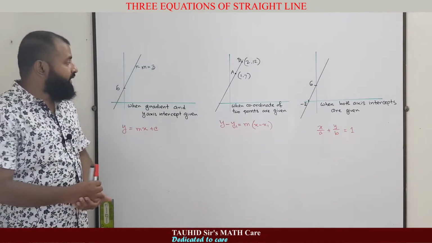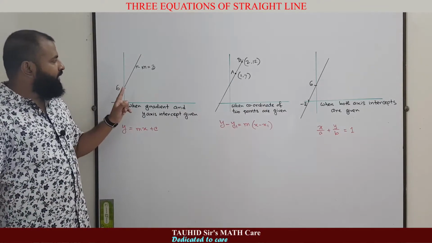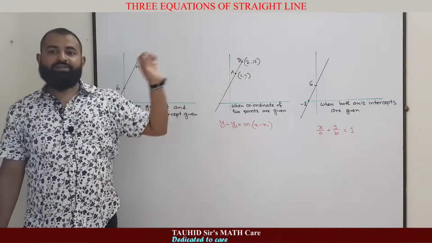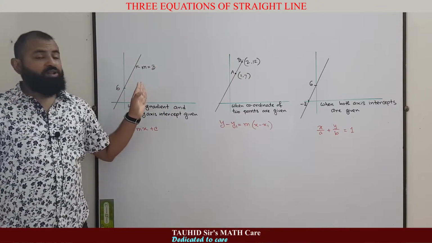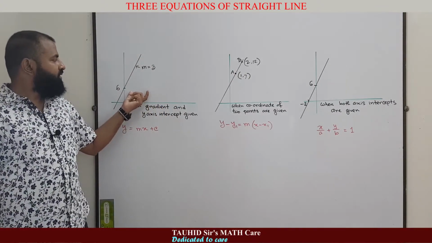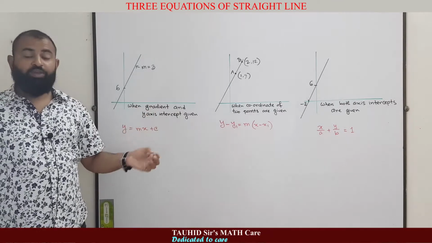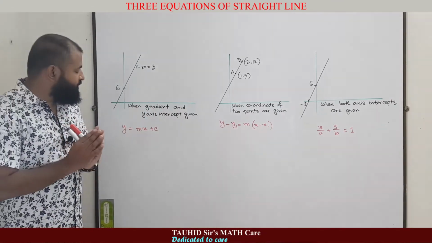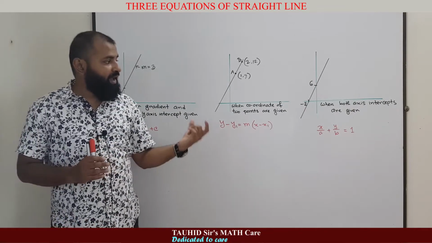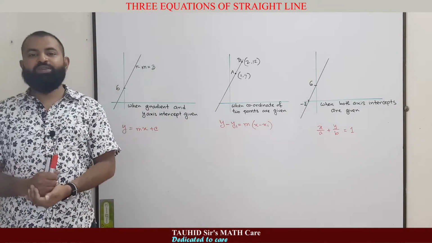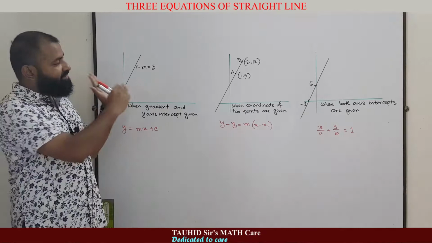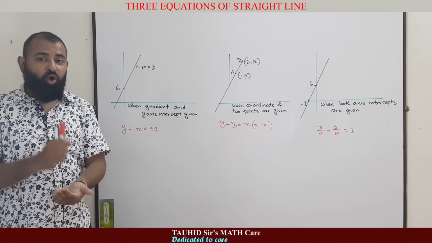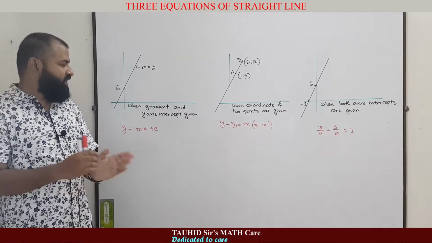Now in the board, you can see that I have drawn a straight line 3 times. These straight lines are same, but for each figure different informations are given. So according to the informations given, we will use different formulae and we will find the equation of the straight line. And the funny part is that as the 3 lines are same, so their equations will also be the same, although we will use different methods.